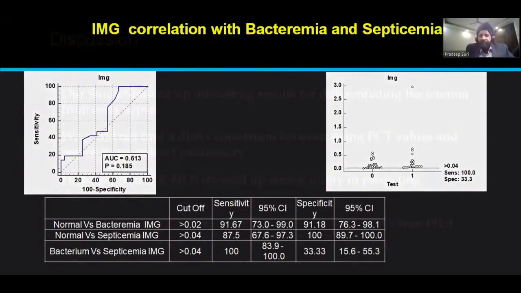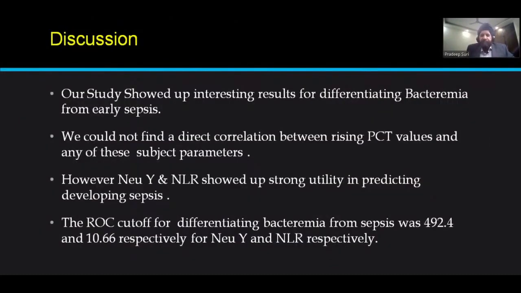So our study showed some interesting results for differentiating bacteremia from early sepsis, although we could not find a direct correlation between rising procalcitonin values and any of these parameters. None of these parameters showed a similar increase with the rise in procalcitonin values, hence they could not be used as a monitoring tool just like procal can be. However, both NUT-Y and NLR showed strong utility in predicting the development of sepsis. The ROC cutoffs for differentiating bacteremia and septicemia were 492.4 and 10.66 respectively for NUT-Y and NLR.